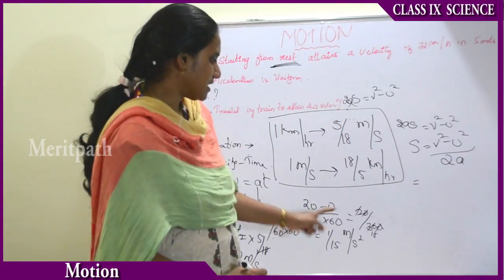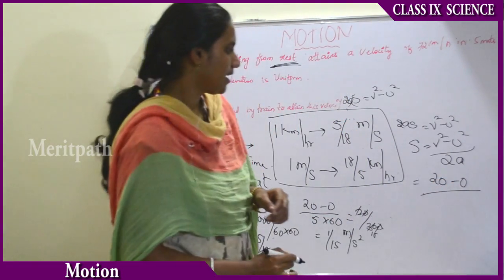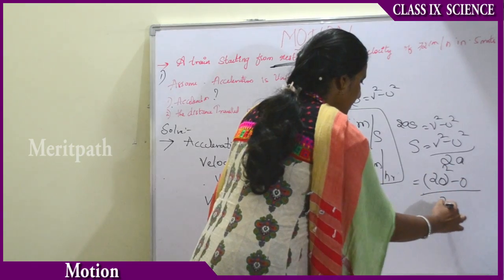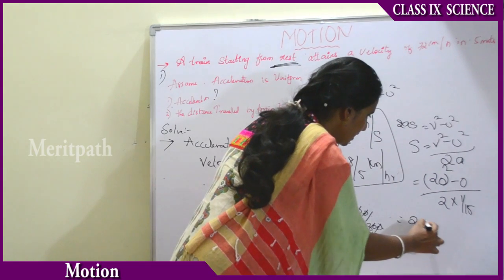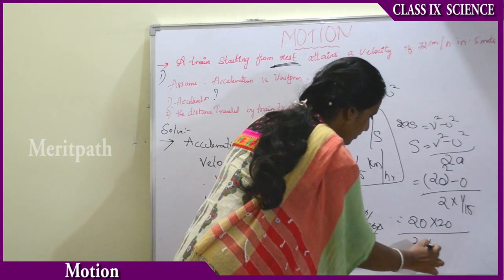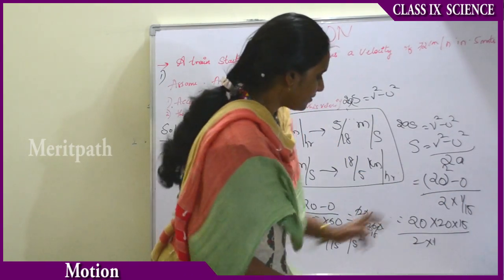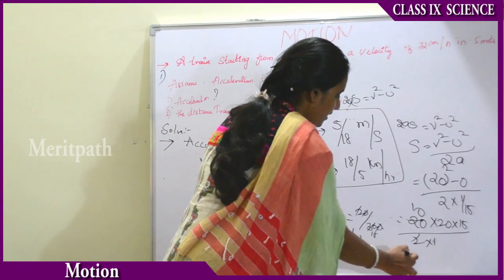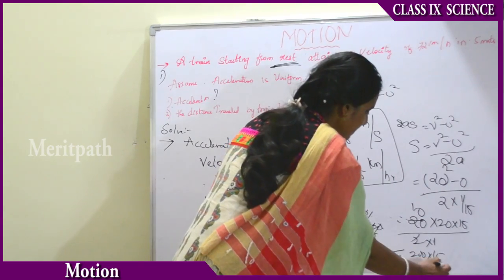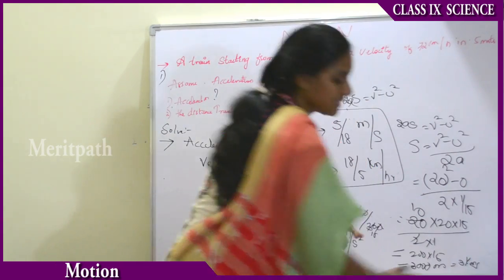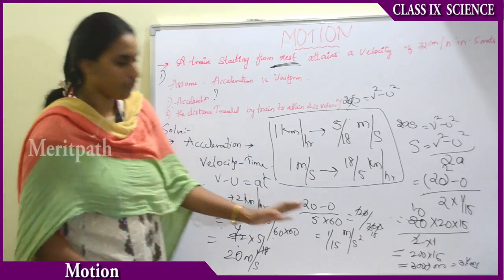Therefore, v is 20 meter per second. 20 square minus 0 by 2a, that is 2 into 1 by 15. And we will be getting 20 into 20 by 2 into 1 by 15. This 15 will be going upwards, and 2 tens are 20, so 20 into 15 is 300, that is 3,000 meters. It is equal to 3 kilometers, right? Therefore, the distance travelled by the train is 3 kilometers to attain an acceleration of 1 by 15 meter per second square.